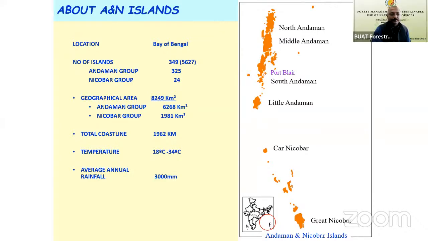If you see this map of Andaman Nicobar Islands, we can divide them into two groups of islands, and somewhere in between there is the 10-degree channel. The islands above the 10-degree channel are the Andaman group of islands, and below the 10-degree channel is the Nicobar group of islands. And these two groups of islands have quite different kinds of flora and fauna.